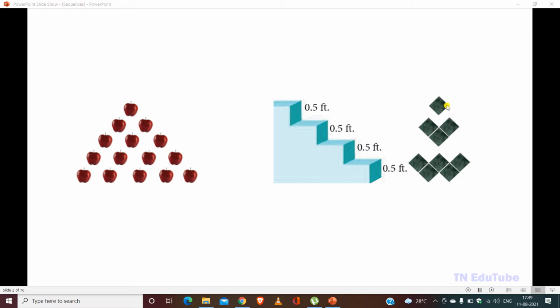So if it is going on like this, we can find the next number also: 1, 3, 5, then 7, like that. Here in the apples, we know that 1, 2, 3, 4, 5, next is 6. Here also the step height we can find like this. We have to add one more 0.5. You get the height of the next step. So such numbers are arranged in a sequence. Okay.